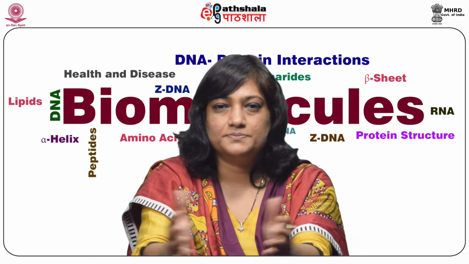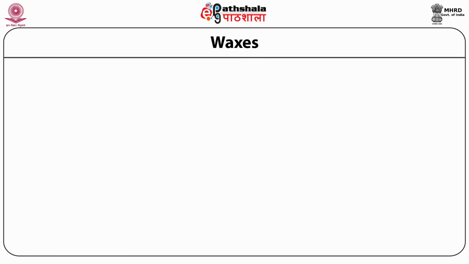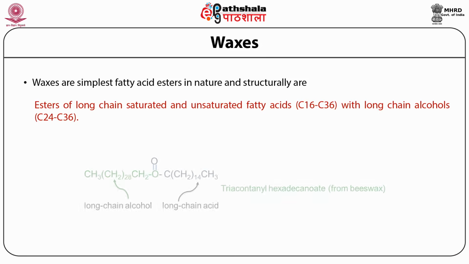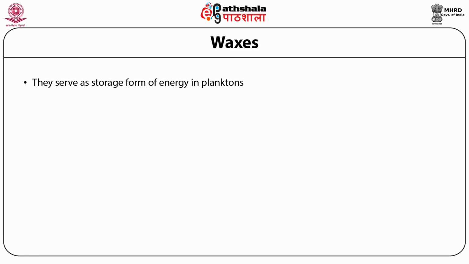So let's have a look at the other type of simple lipid, which is called wax. Waxes are the simplest fatty acid esters that occur in nature and structurally are esters of long chain saturated and unsaturated fatty acids with long chain alcohols, as you see in the structure shown here. This structure is of a compound called triacontanyl hexadecanoate, which is obtained from beeswax. Waxes are also a storage form of energy in planktons.